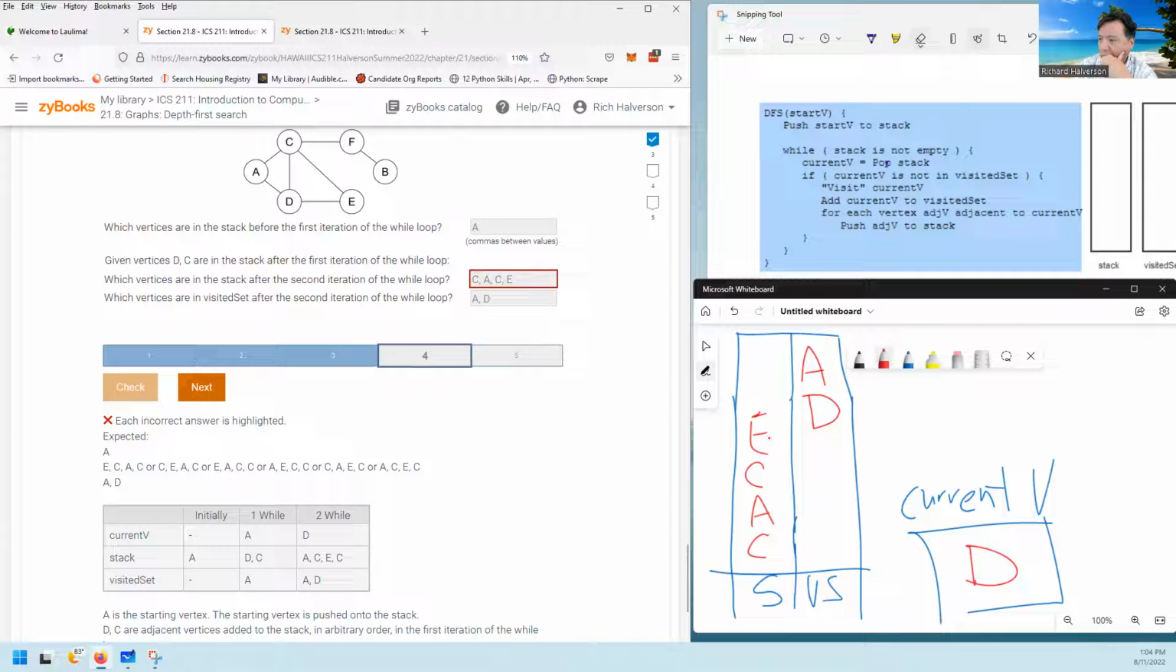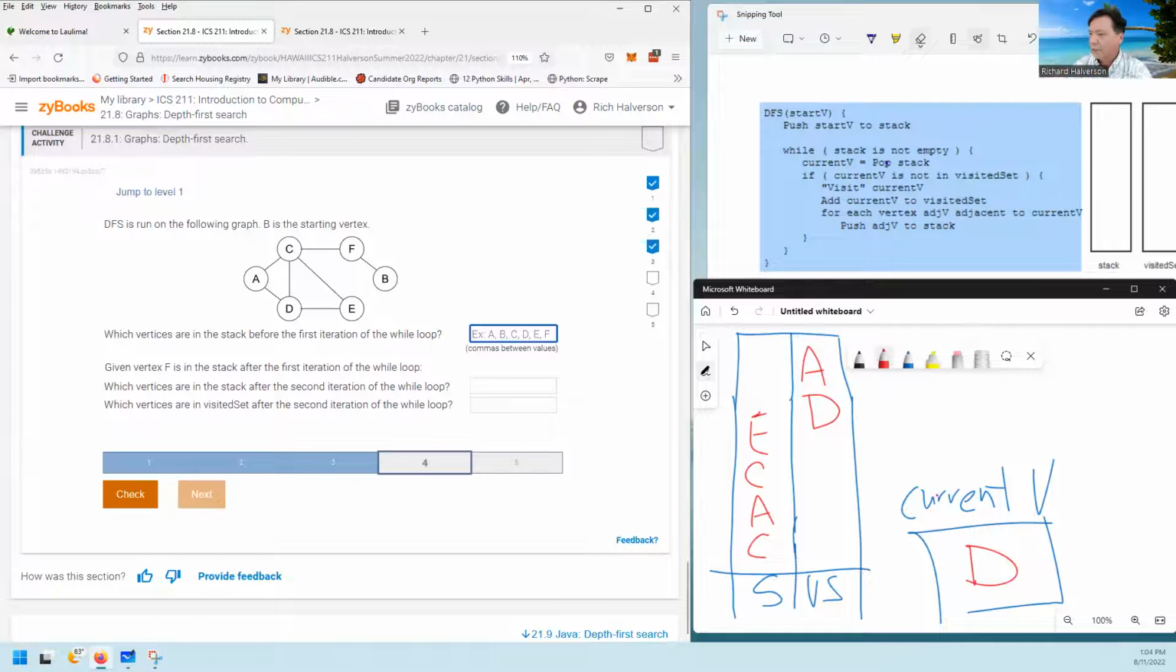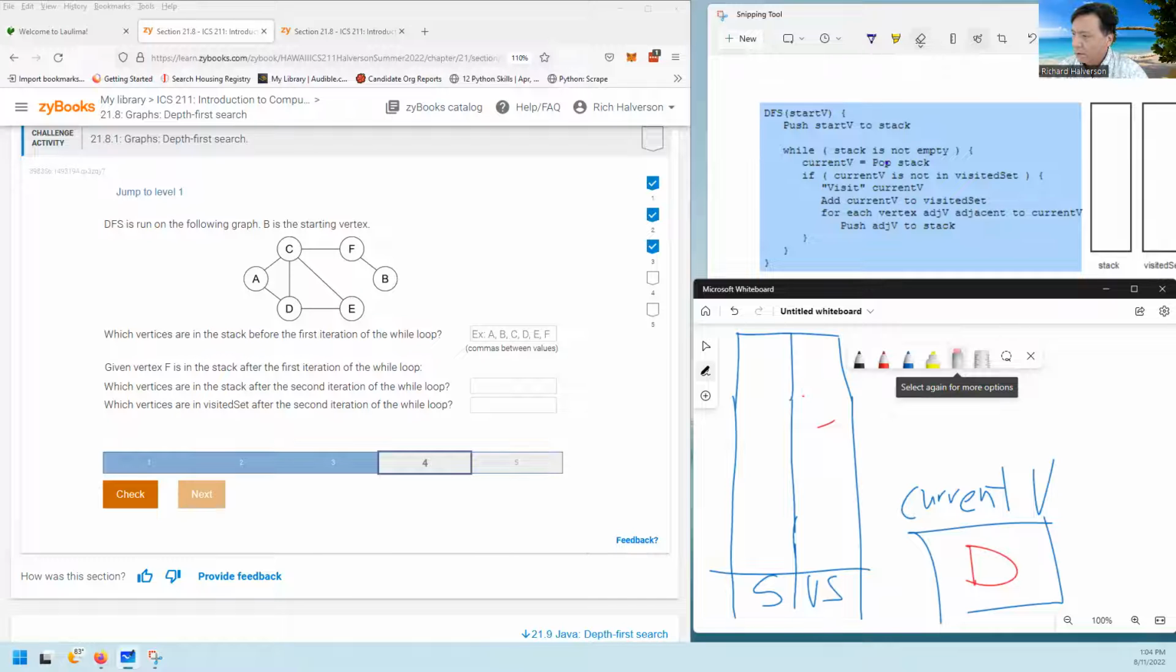I think I'm writing the stack in the reverse way. ECAC is here, and I'm writing them in reverse order. I think that's the problem. I'm writing the stack CACE, and I should be writing the stack ECAC. So let's try this one more time. This is a kind of a long lesson, but you shouldn't have any problems getting these right after watching this.